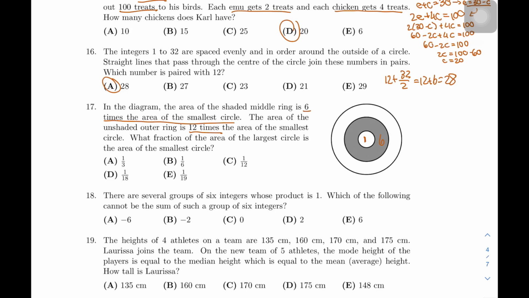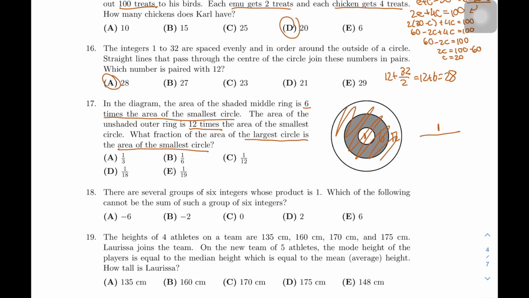Therefore, I know that the shaded region has an area of 6, and the largest outer unshaded region has an area of 12. And since I want to know what fraction of the area of the larger circle is the area of the smaller circle, I'm going to do the area of the smaller circle over this entire circle's area, which is 1 plus 6 plus 12, which equals 1 over 19, giving me the answer of E. 18.